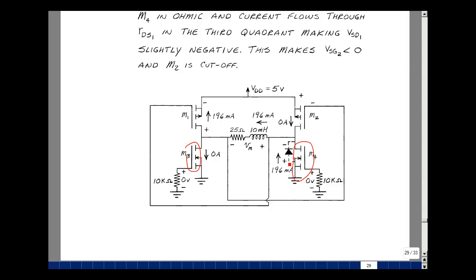If current were to flow through this bulk to drain diode, this node voltage would be minus 0.7. And that's hooked up here. This node voltage is 5, and this is equal to minus 0.7. We get 5.7 volts here. This is either going to be in the ohmic region or the current saturation. Again, let's guess that it's ohmic.